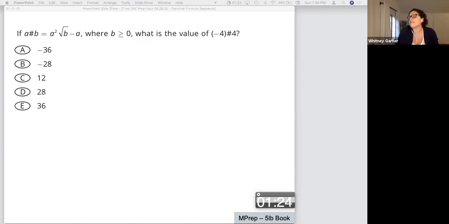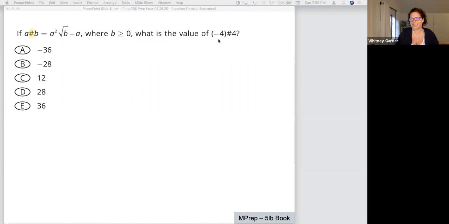So notice it's the same kind of weird notation. Literally all it says is, when you see this weird hash, whatever number is on the left-hand side goes where all the A's are. Whatever number is on the right-hand side goes where all the B's are. That's how I want to interpret it.